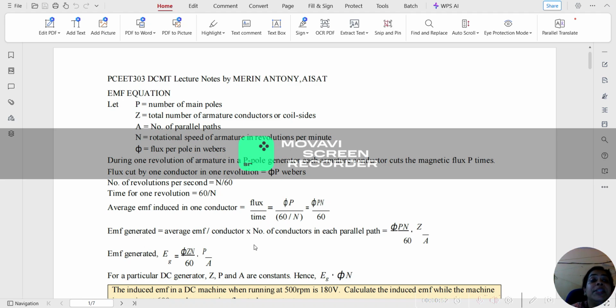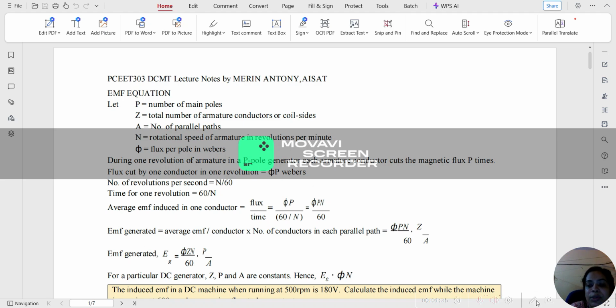Let us assume that capital A is the number of parallel paths, N is the speed of the armature in RPM, revolutions per minute, and phi is the flux per pole in Weber. So these are the different assumptions, or denoting factors, we have to consider for finding the EMF equation in a DC generator. E suffix G will denote the generated EMF in a DC generator.